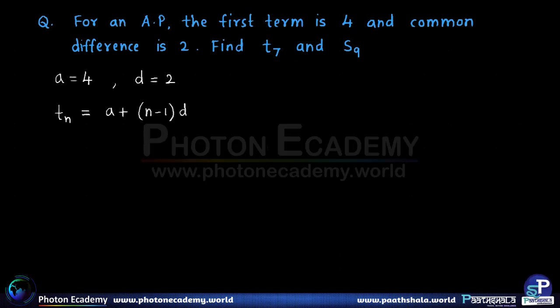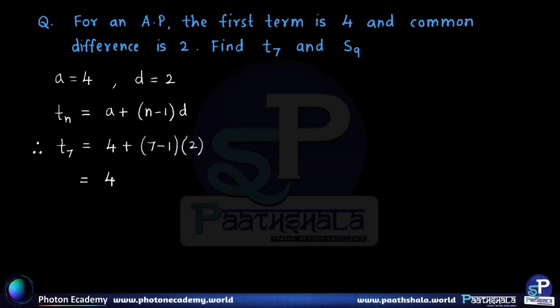Alright. So therefore, putting in the values, the 7th term will be nothing but 4 plus 7 minus 1 times 2. So that gives us 4 plus 6 into 2, 12. So therefore we have T7 as nothing but 16. So that's the first answer.